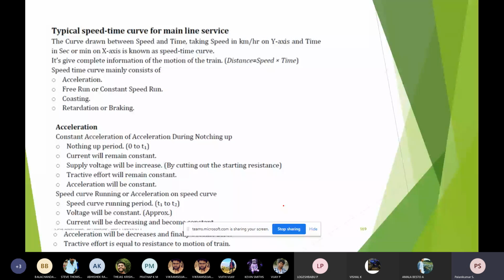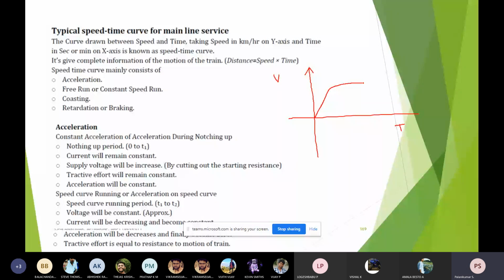It will be a graph like this. On the x-axis we will have time, and on the y-axis we will have speed in kilometers per hour. So what will happen? Initially, during the acceleration, the speed rises with time. After that, it will settle down, reach the maximum speed, and continue.